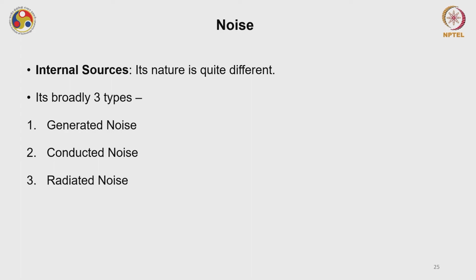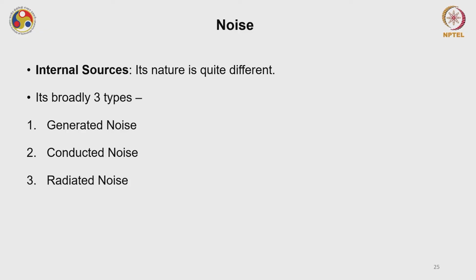Then I can have some internally generated noise. I call it internal sources of noise. Its nature is totally different from external source noise. Mostly this internally generated noise is of three types. One is generated noise, second is conducted noise, and third is radiated noise. Let us see them one by one.